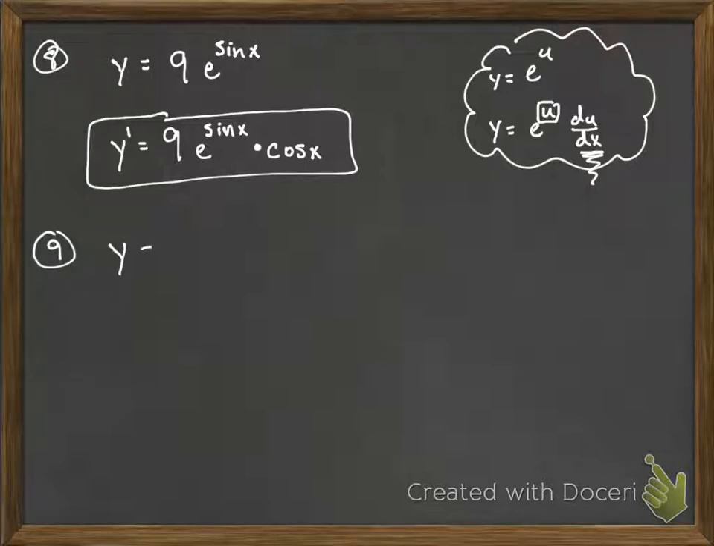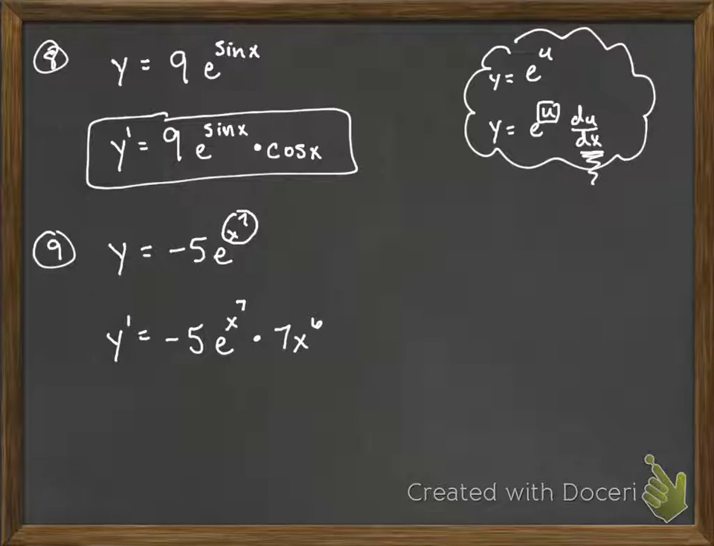Okay, here's 9. All right. Y equals negative 5 e to the x to the 7th. Okay. So you're treating the x to the 7th as what e is raised to. Right? So y prime for this is just negative 5 e to the x to the 7th times the derivative of that stuff that we circled. The derivative of x to the 7th. So what is the derivative of x to the 7th? 7x to the 6th.